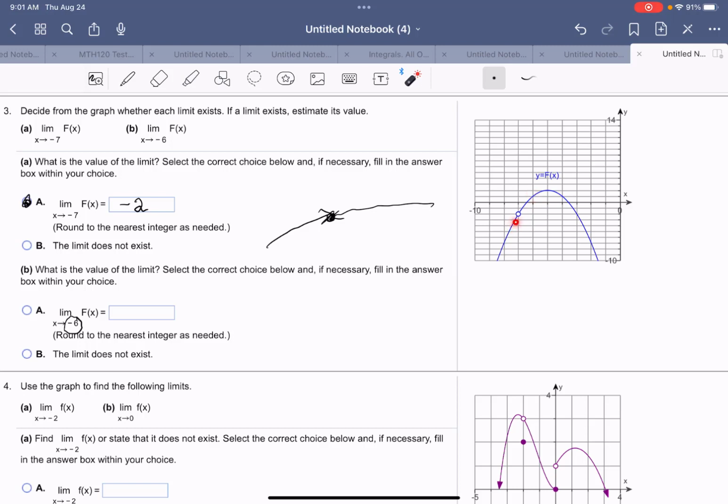Okay? So look, we're coming in from the left there. We're coming in from the right there. So I go over here, and that's going to be y equals 1 when x is negative 6. So at negative 6, the function value is 1, as you come in from the left and you come in from the right. So this limit is positive 1.